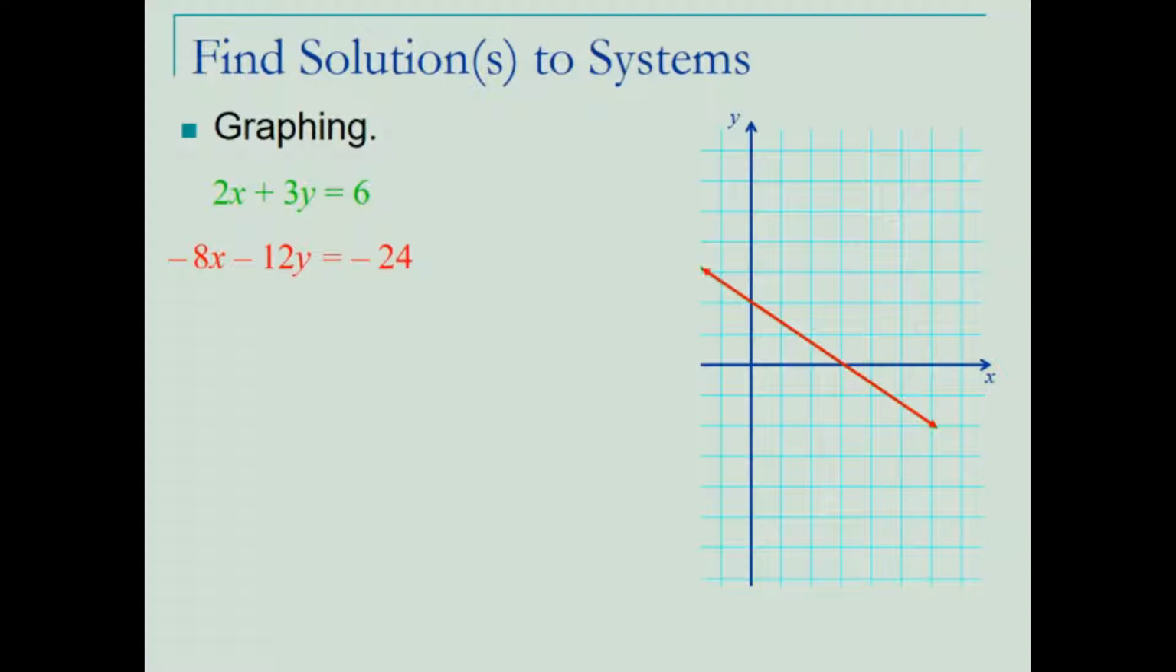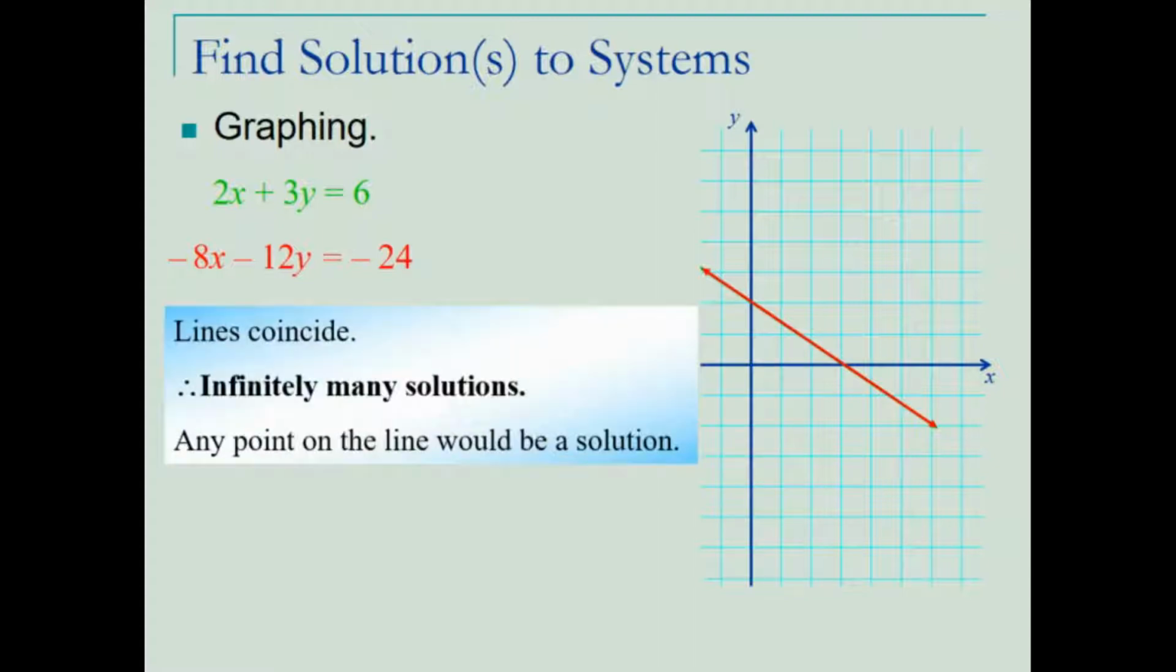What happened here is that we have lines that coincide. Essentially, they are equations of the same line in different forms, and in terms of a solution, we have an infinite number of solutions that will satisfy both equations since they are the same line. Any point on one line would be a true solution to the other line or equation of that line.